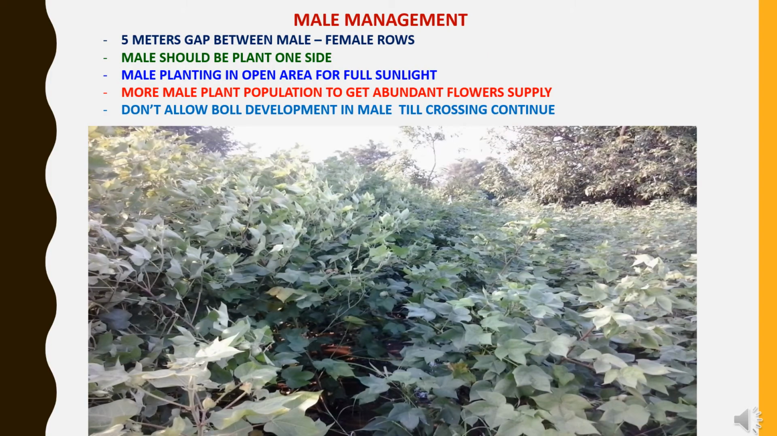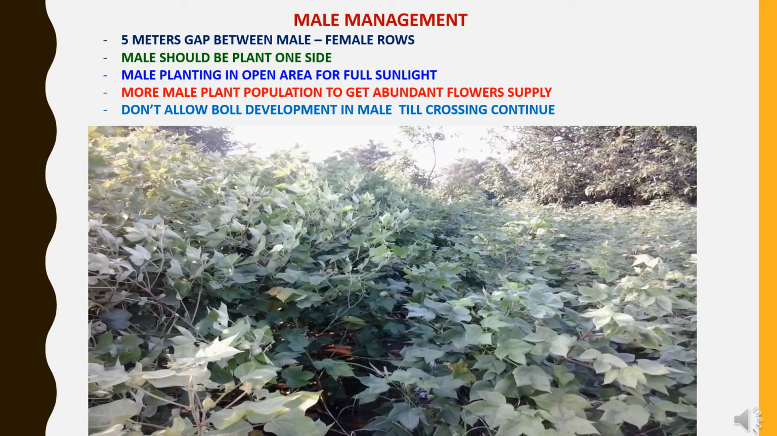Here we study male management. Male is very important in cotton hybrid seed production, as the female yield depends upon the male supply. There should be a 5 meter gap between male and female parent. Male should be planted on one side in a block isolated from female, and male planting should be done in an open area which is exposed well to sunlight. If there is good sunlight, there will be good flowering, good square formation, and pollen availability and bursting, because of which we can supply the pollen in sufficient quantity to the female crossing.